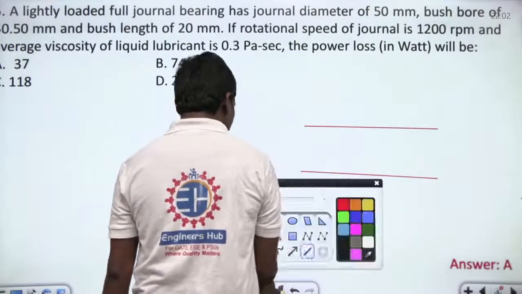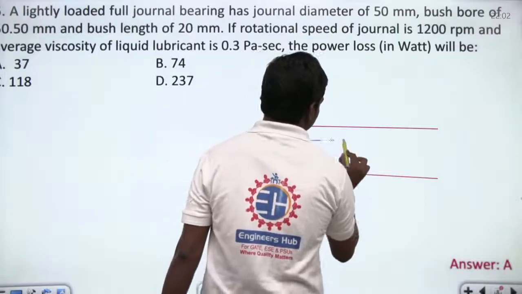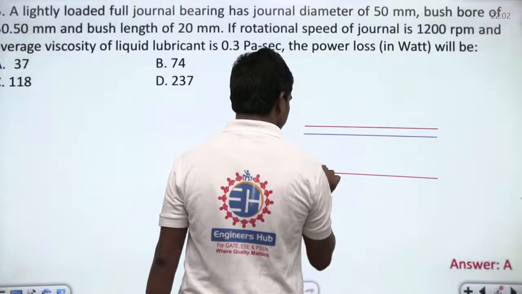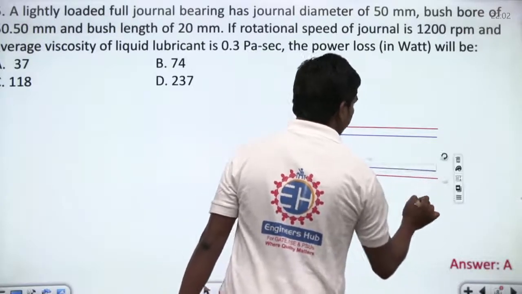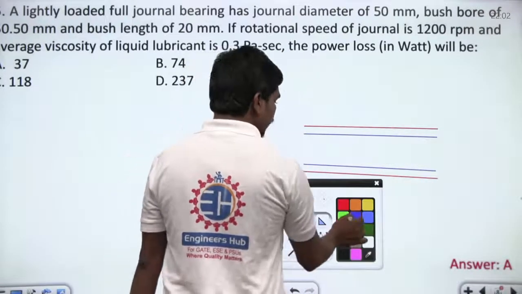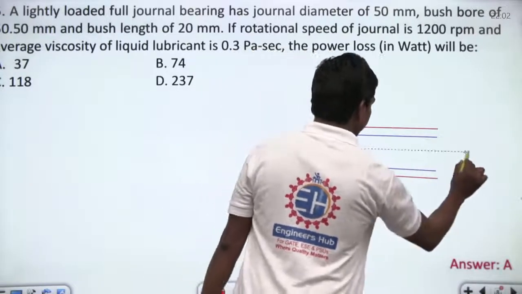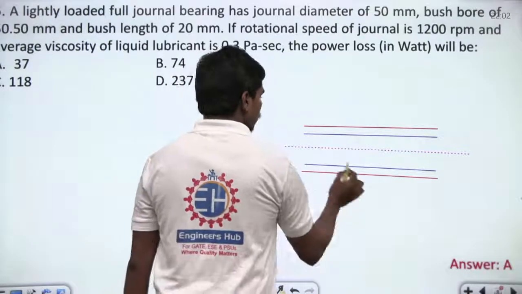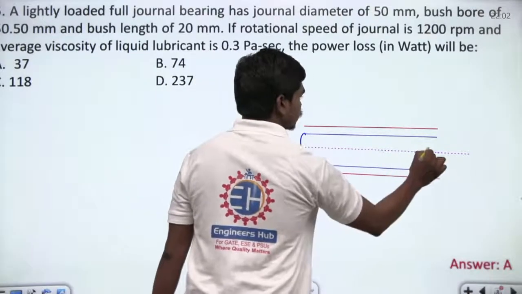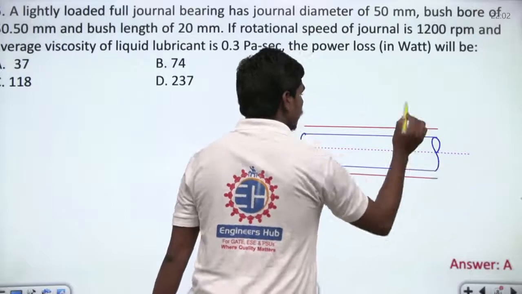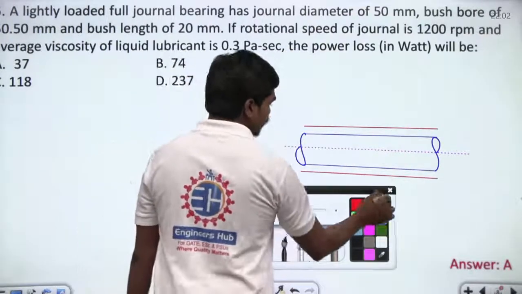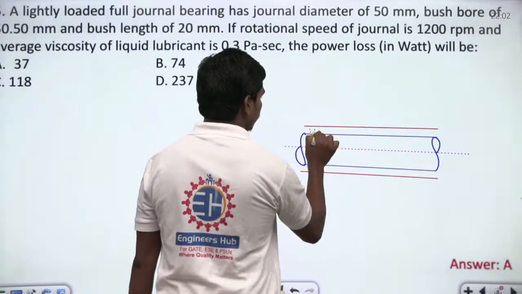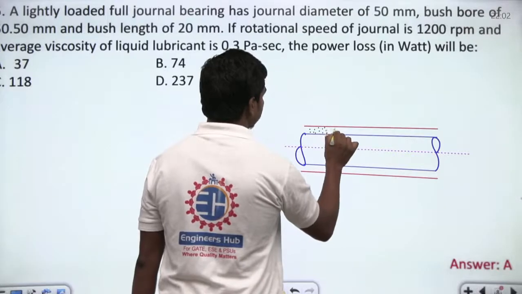Then within this there is some shaft that will be rotating, correct? Let us draw the shaft here. Okay, so this is the shaft and this is your axis. And what is present in between them? There will always be some viscous oil present in between them, correct? So there is some viscous oil present in between them.